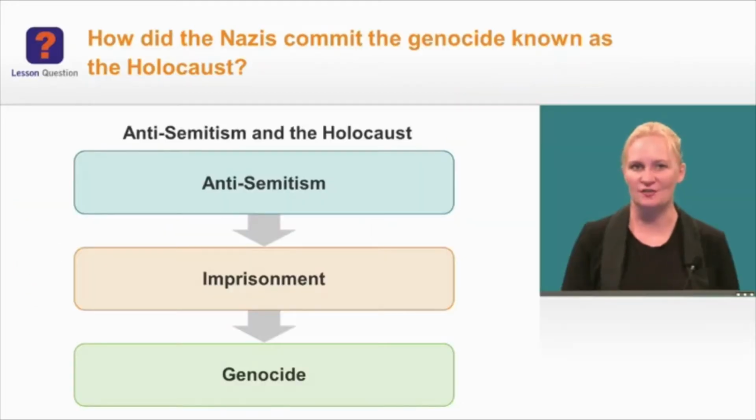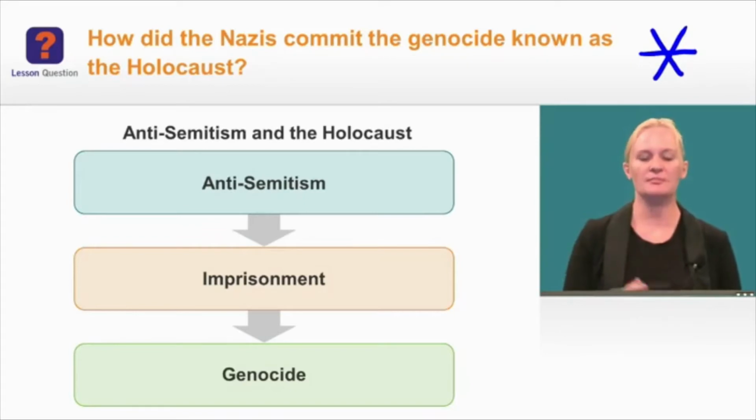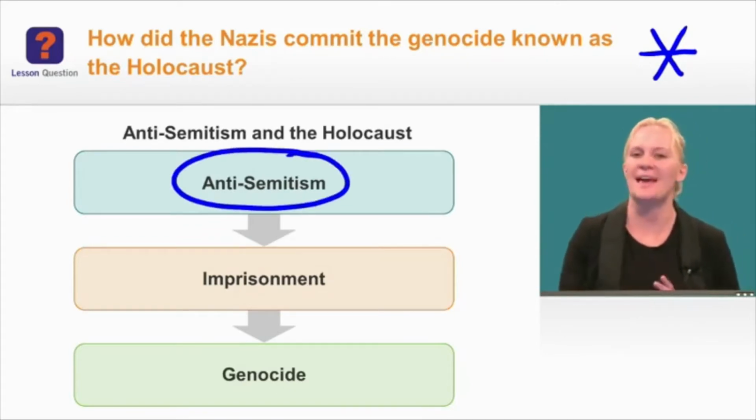Your lesson question for this lesson, once again, is, how did the Nazis commit the genocide known as the Holocaust? We're going to start by looking closer at anti-Semitism. We began to look at this in our warm-up. Remember that Adolf Hitler was an anti-Semite, and he was planting the seeds of that discrimination in the German people. Why was he able to do this?